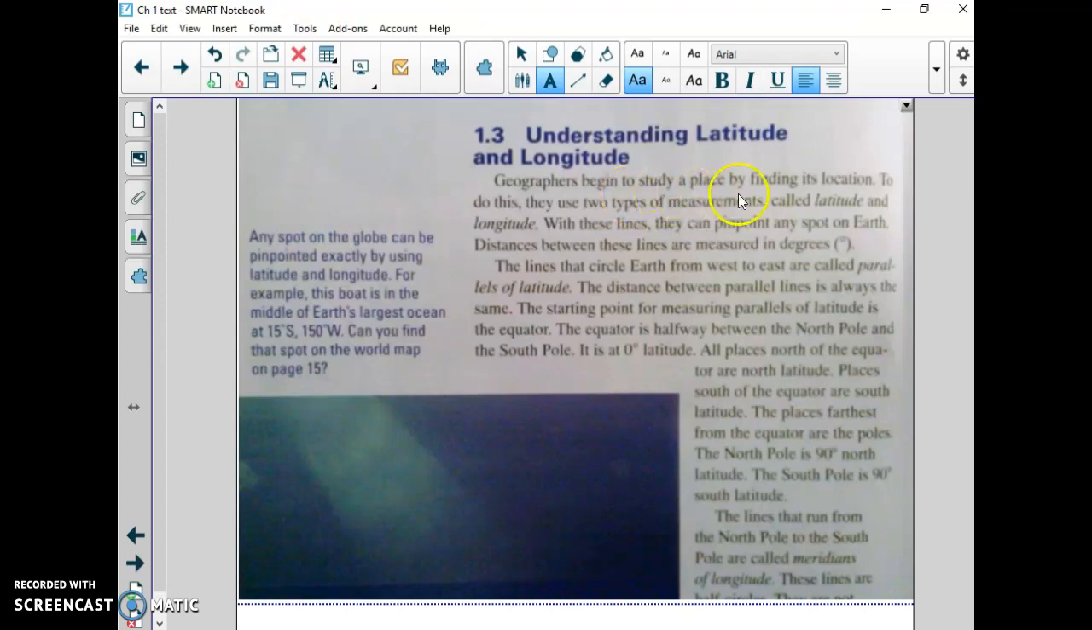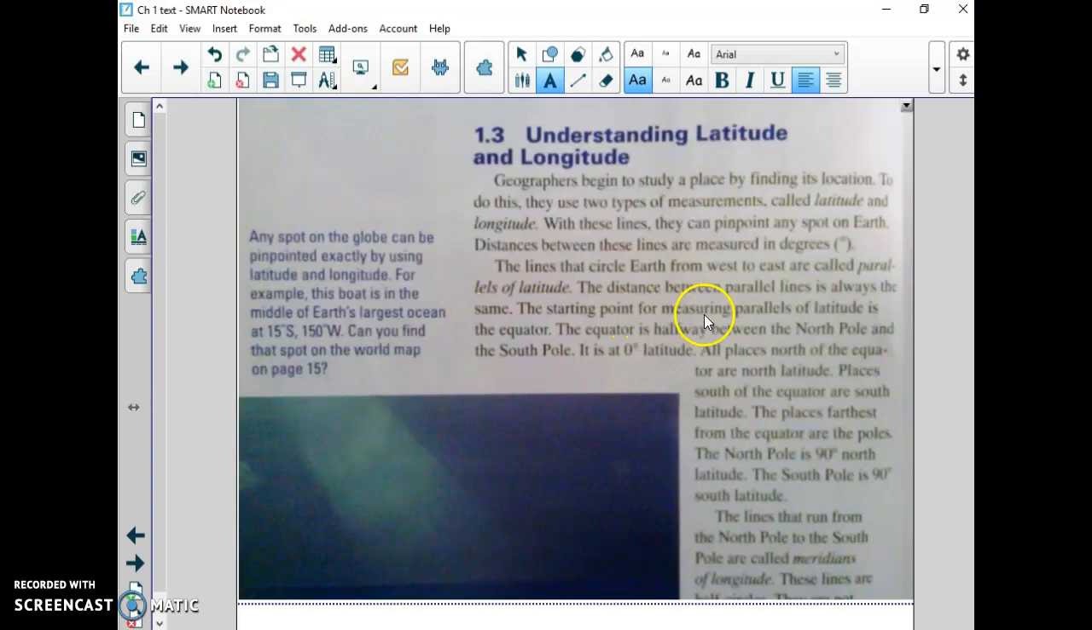Geographers begin to study a place by finding its location. To do this, they use 2 types of measurements, called latitude and longitude. With these lines, they can pinpoint any spot on Earth. Distances between these lines are measured in degrees, shown here. The lines that circle Earth from west to east are called parallels of latitude. The distance between parallel lines is always the same.